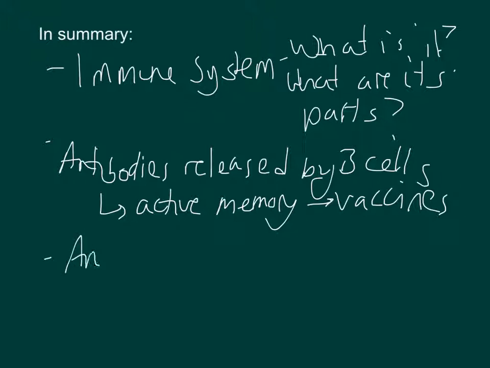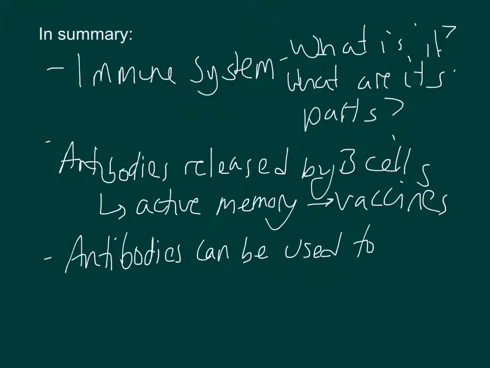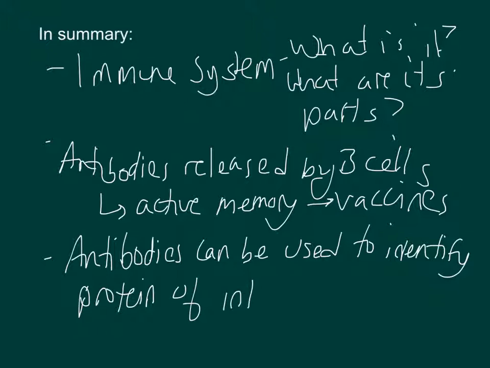So antibodies can be used to identify proteins of interest, and that's really useful for isolation, for extraction. Antibodies can be really expensive based on how specific they are, but the idea is that antibodies can be used to identify proteins of interest for future use, such as in extraction or biogenomics. So that wraps up what I was supposed to talk about today.